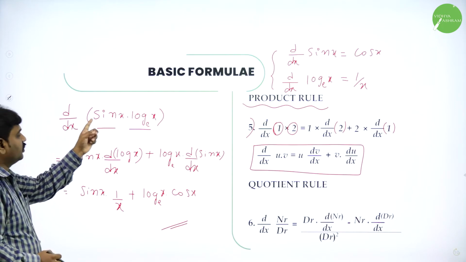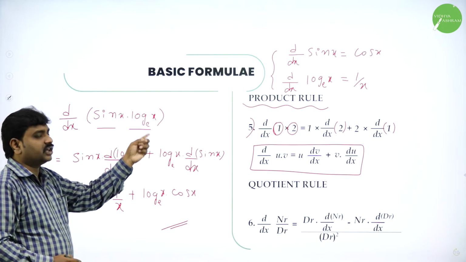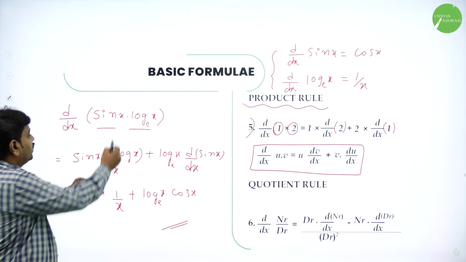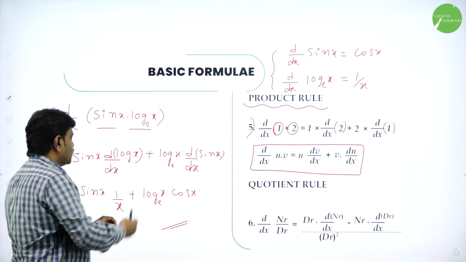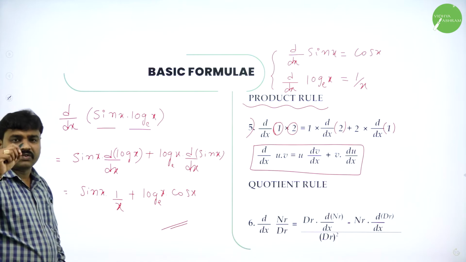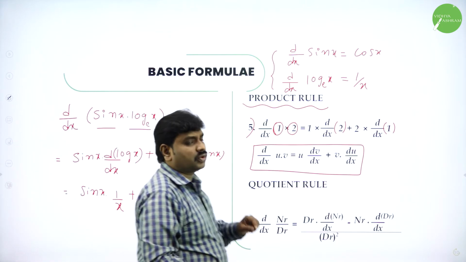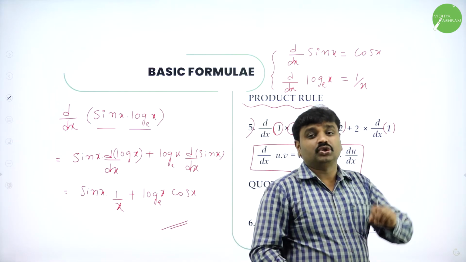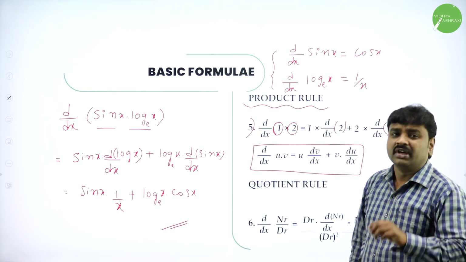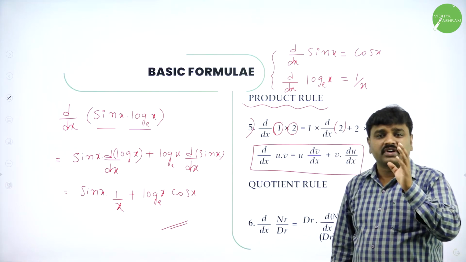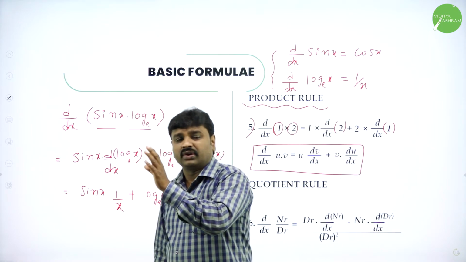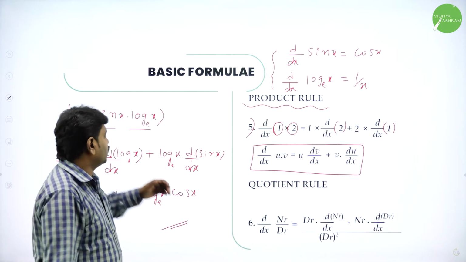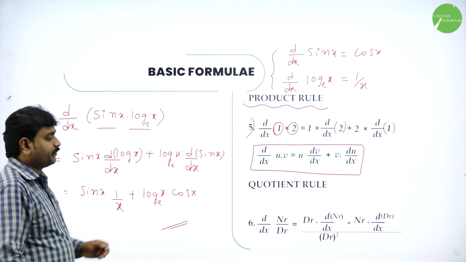First function into derivative of second plus second into derivative of first. First is sin x, derivative of log x is 1 by x, plus second is log x into derivative of sin x, which is cos x. This is the final answer. I hope all of you understood the product rule. What is the product rule? If you have a product of two functions, you have to use the product rule to differentiate. First function into derivative of second function plus second function into derivative of first function. So I gave a simple example.